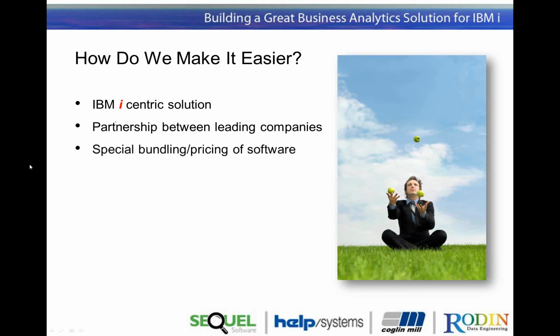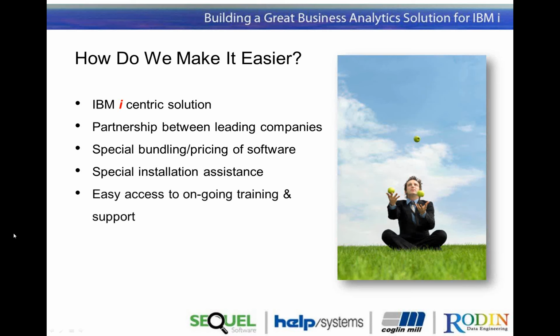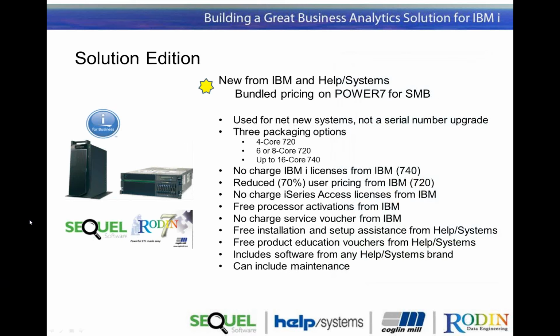We've done it with some special bundling and pricing of software. We really haven't talked about pricing and bundling, but in conjunction with this series of webinars, both Coglin and Help have come up with some special bundles and pricing on our software to accompany the initiative. We provide special installation assistance for people that want to take this path and try the solution that we've spelled out. We make it easy for people to access ongoing training and support, and we have some on-site training incentives for allowing people to come on-site and give you training. So we're really putting our money where our mouth is with this project and making it easier for our customers to take this as part of what they would do.